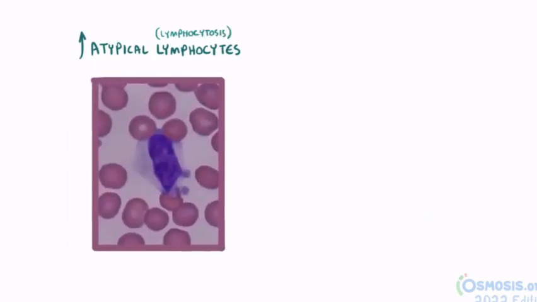Also, elevated levels of atypical lymphocytes are common to see with viral hepatitis, known as atypical lymphocytosis. The lymphocytes are usually huge, very large, due to stimulation from antigens, in our case the hepatitis virus antigens.